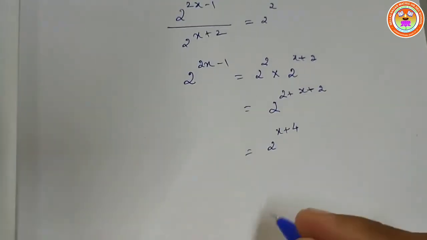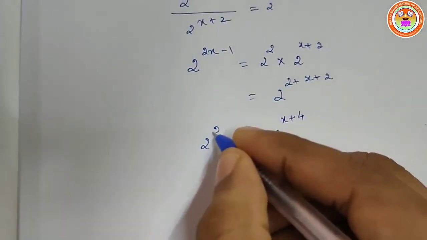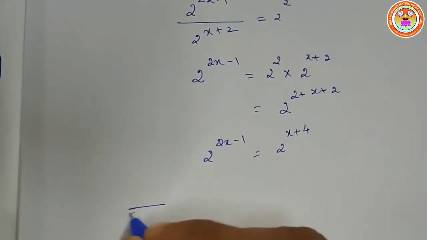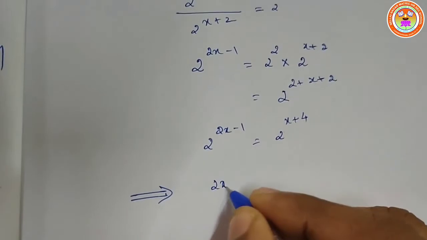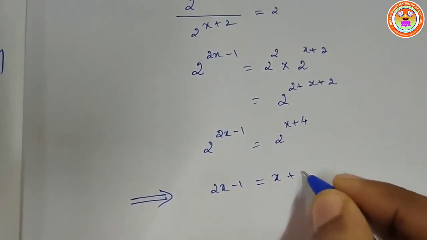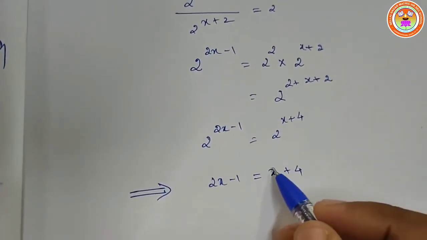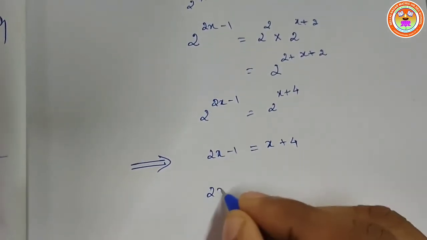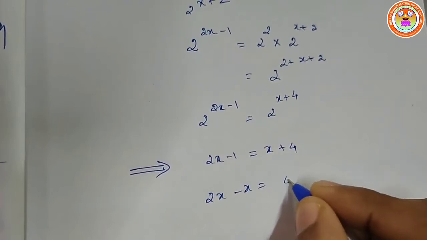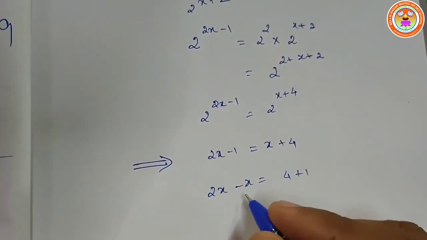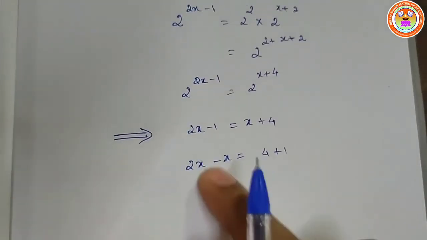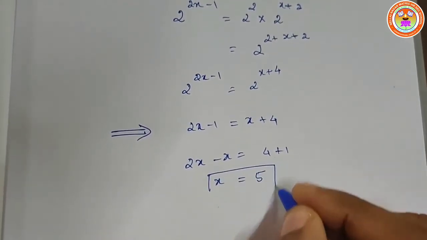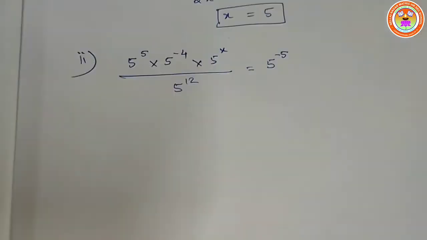So on the left hand side you have 2 power 2x minus 1. Since the bases are same, the powers are also same. That means 2x minus 1 is equal to x plus 4. Bring the variable to the left hand side and the constant to the right hand side. That means 2x minus x equal to 4 plus 1. 2x minus x is nothing but x, so x equal to 5. Like this we have to solve it.